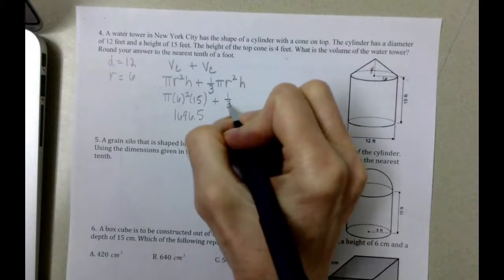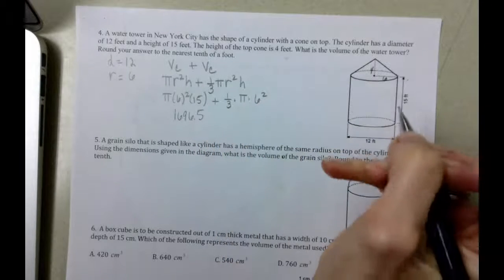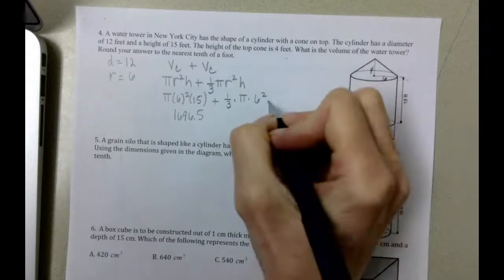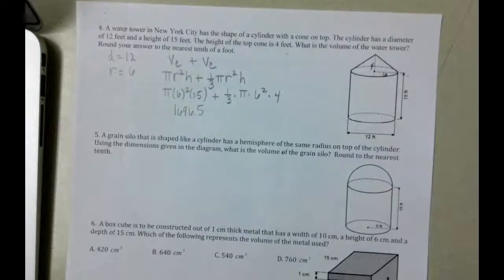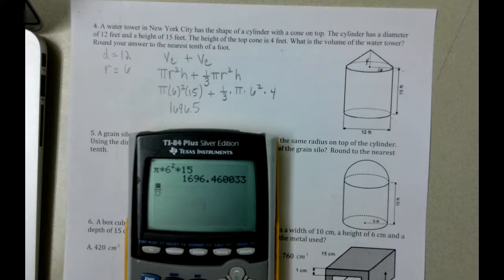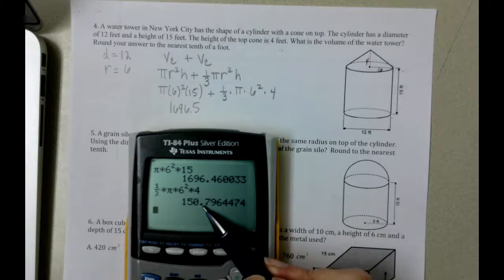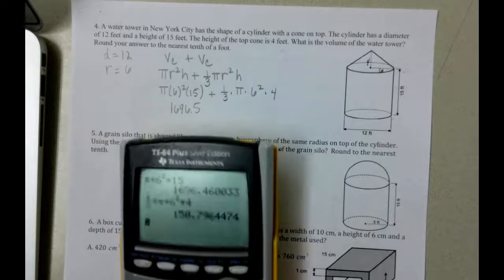And now what we're going to do is add the cone to this. So it's going to be 1/3 times pi. The radius is still 6, and then the height of our cone is 4. So now we can type that value in. So 1/3 times pi times 6 squared times 4, and we get 150.8. Again, looking at the 9 to determine what to do to the 7. Since 9 is 5 or higher, we're going to make that an 8. So 150.8.